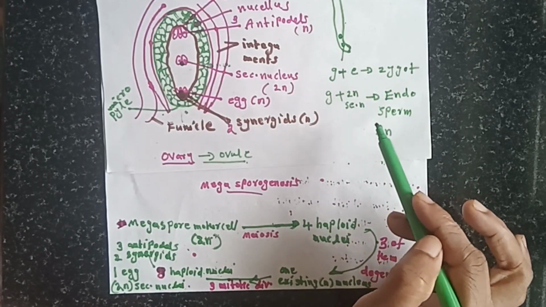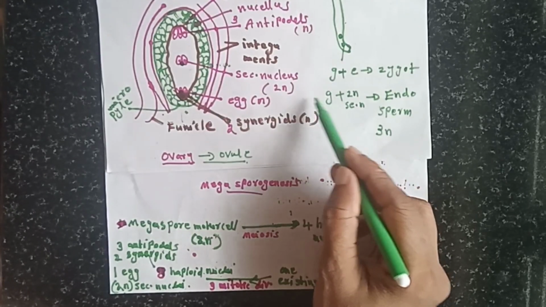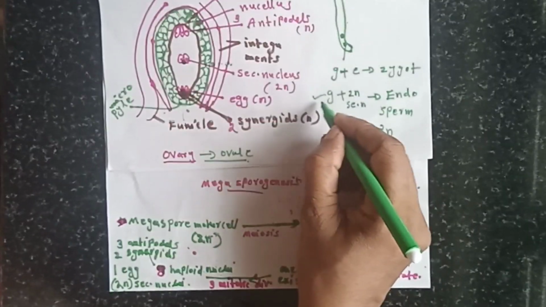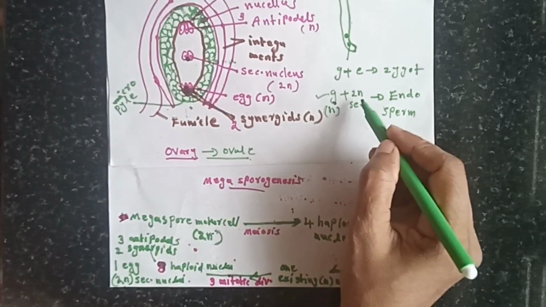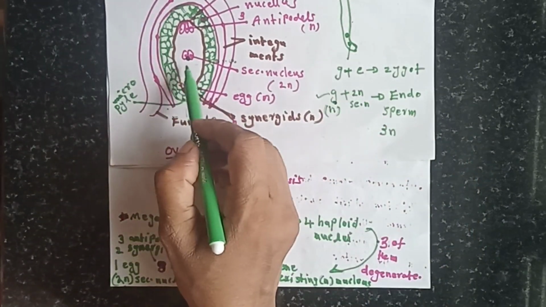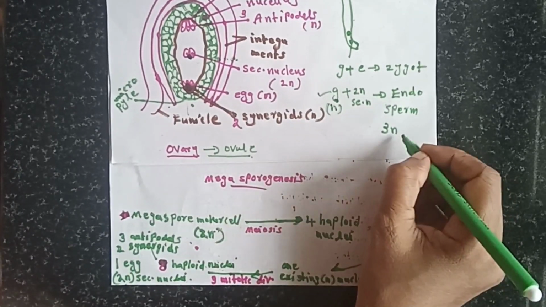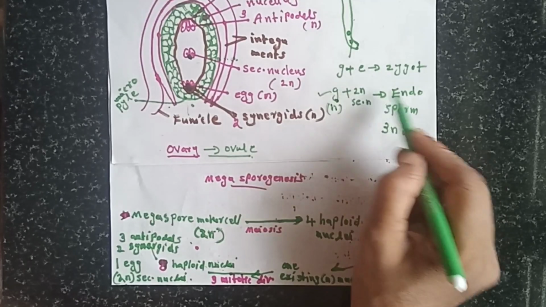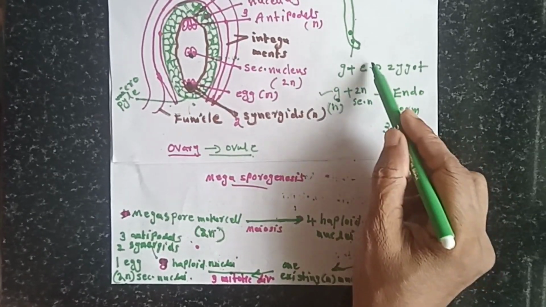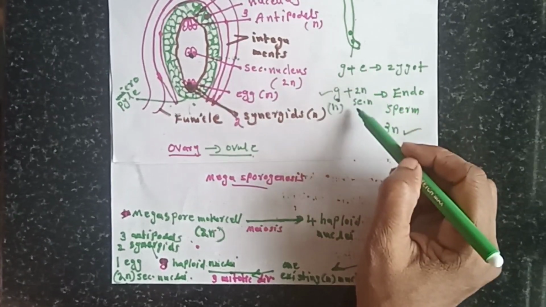Then what is triple fusion? Triple fusion means one haploid generative nucleus fuses with the 2N secondary nucleus to form triploid endosperm, that is the triple fusion. This is the triple fusion and this is double fertilization.